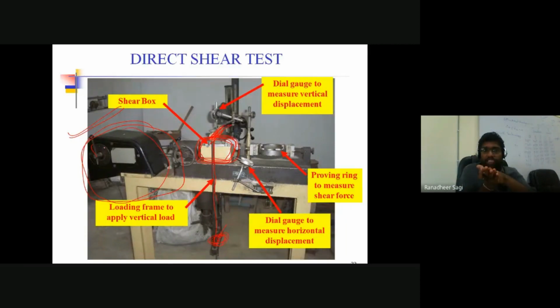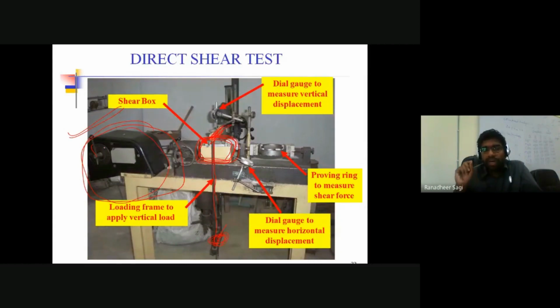The rate of displacement at which you want to cause the shearing in the soil sample, you can have a control on it. If I want to cause the shearing at a relatively faster rate, then I can set the strain rate to be relatively higher. So how do we define strain? Displacement: how much displacement you want to introduce in that soil at a regular interval of time. Let's say, for example, I set a strain rate of 0.01 mm per minute.